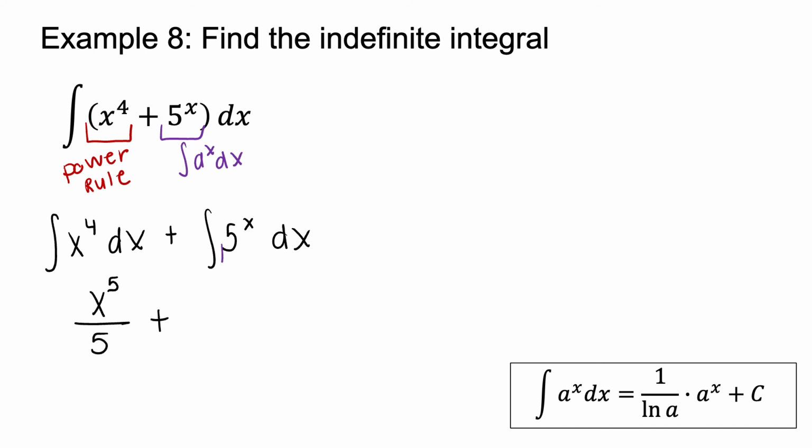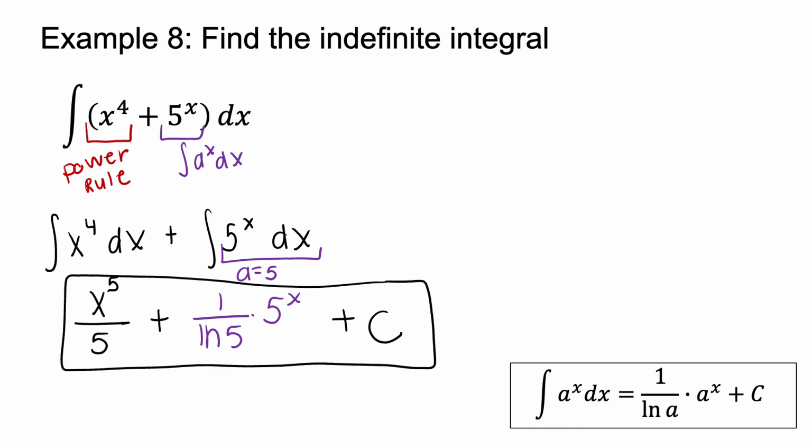Then when we go to integrate our 5 to the x, following our pattern, that means a is equal to 5. So this antiderivative would be 1 over the natural log of 5 times 5 to the x, and because this is an indefinite integral, this would be plus c. And we can actually leave our answer like this. So just keep in mind that you still have all of the other rules we've gone over, and you can separate your integration by doing each piece.